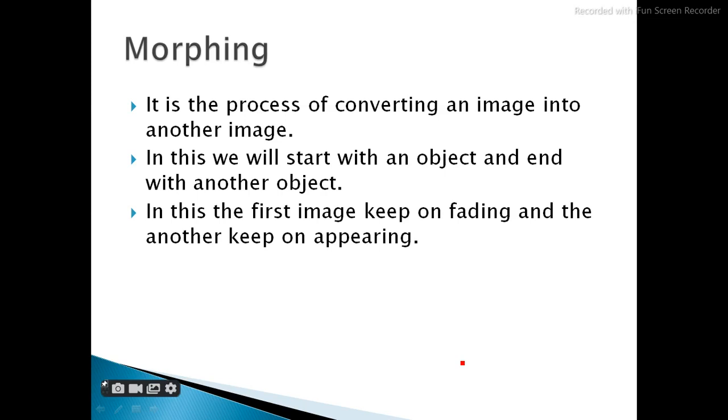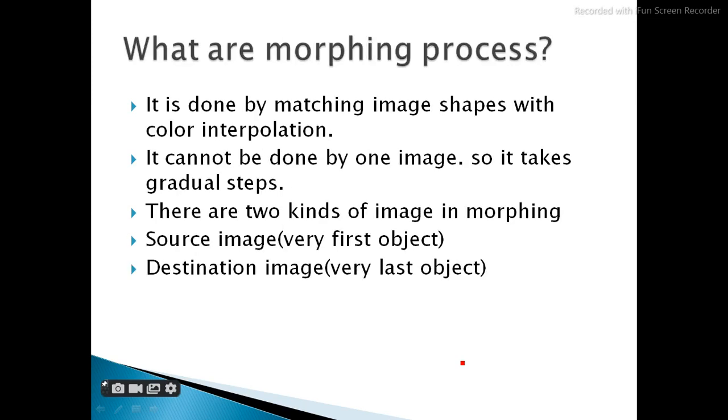That is morphing, and people used to think that it was another person. What is the morphing process? It is done by matching image shape with color interpolation. Matching image shape means the shape of the images should be similar. That's why we used to see in movies, they used to portray it like Judwa and all, through the process of morphing only. It cannot be done with one image, so it takes gradual steps. Means gradually you need to show.